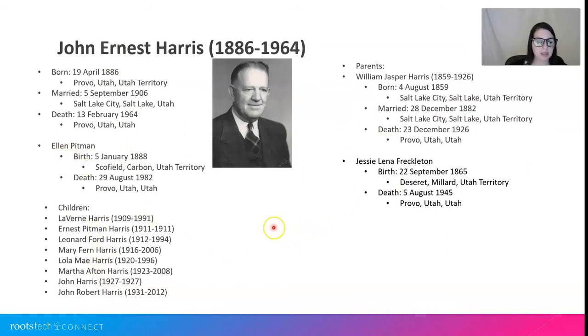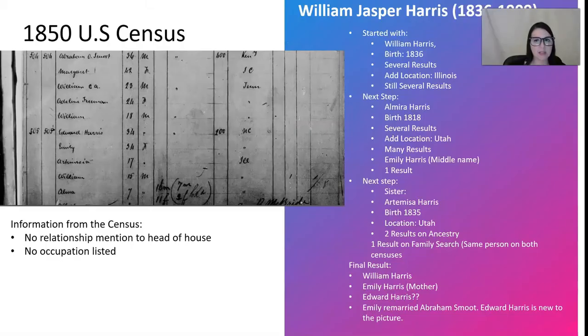Now to begin, these pictures of the censuses and of these individuals are all off FamilySearch. The citations will be in the handout that you guys can get if you want to see directly where I got them from. So to begin, we have the 1850 U.S. Census. So the very first steps of what I did was I typed in William Harris. I typed in his birth, and I had several different results.